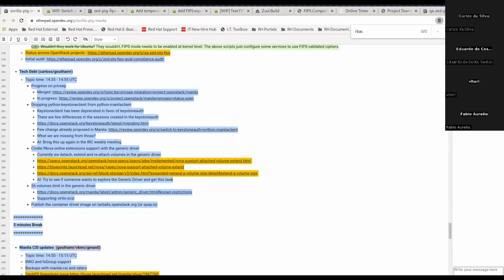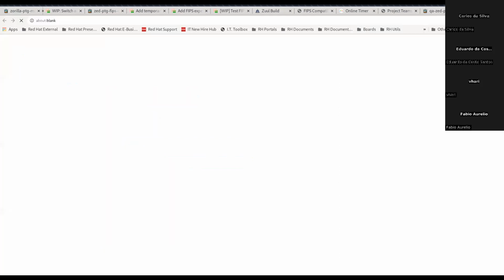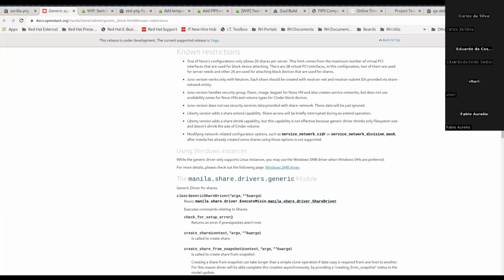Next one is also related to the generic driver. It's the 26 volumes limit in the generic driver. There is some mention of it in the documentation, and it states that one of Nova's configurations only allows 26 shares per share server. This limit comes from the maximum number of virtual PCI interfaces that are used for block device attaching. There are 28 virtual PCI interfaces in this configuration. 2 of them are used for server needs, and the other 26 are used for attaching block devices that are used for shares.